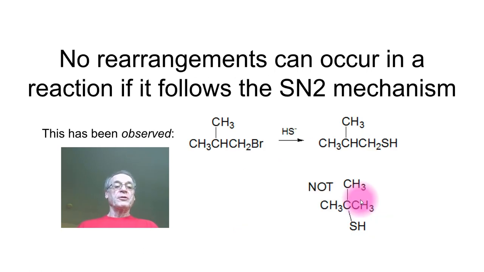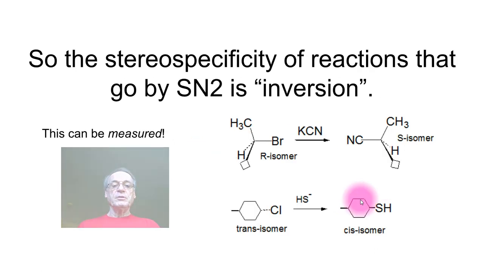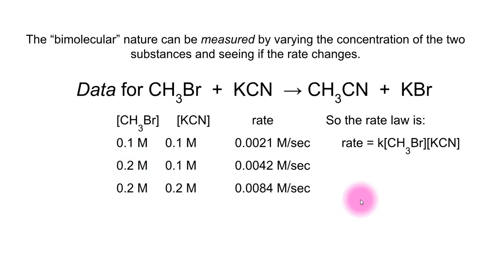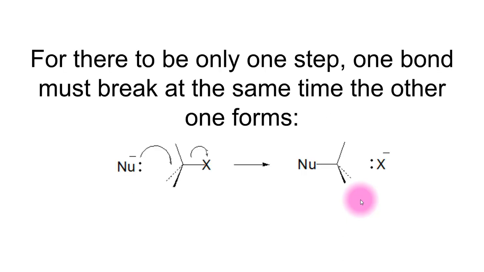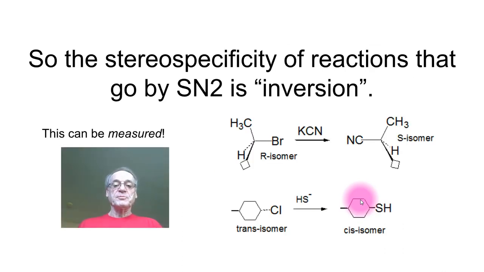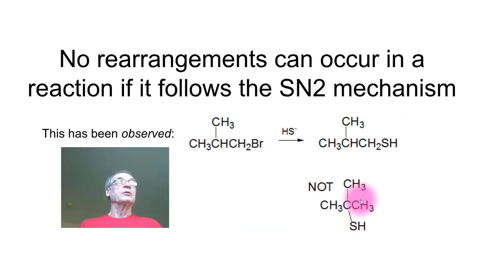Okay, and then a third factor that we can actually observe, again, just to go back and review: we can observe the kinetics of a reaction, we can measure it, and we can see that it's bimolecular when the mechanism is SN2. We can see that you get inversion when the mechanism is SN2. And furthermore, the third thing is that we can literally see that no rearrangements happen in an SN2 mechanism.